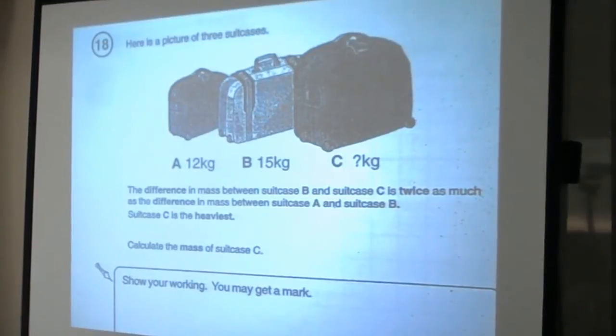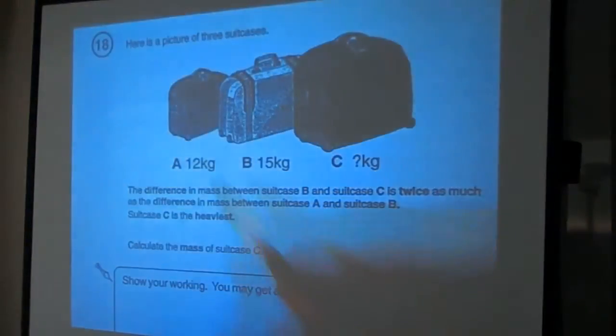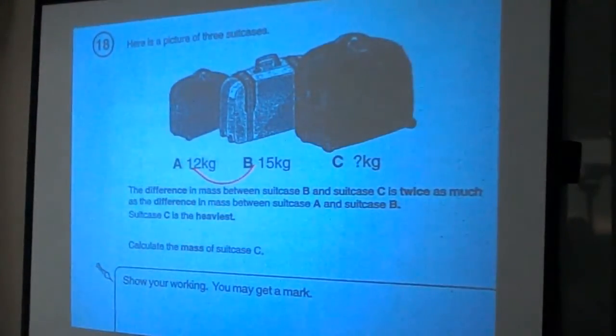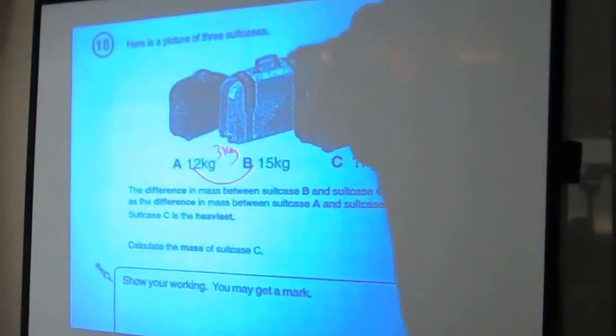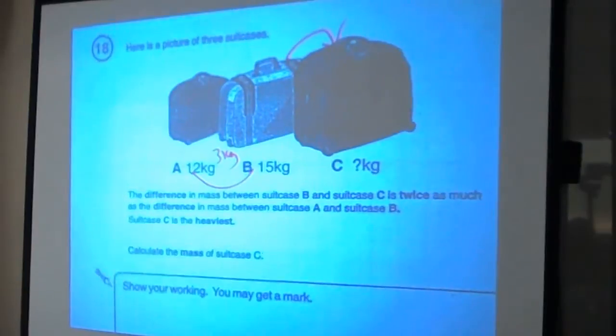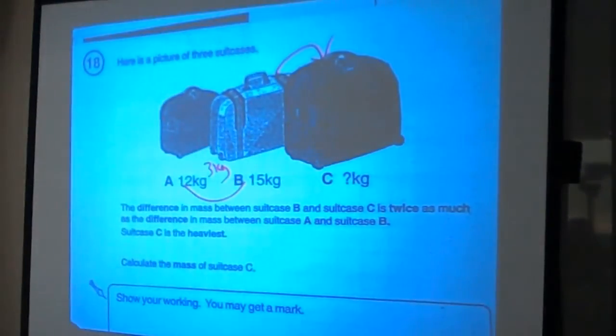The difference in mass between B and C is double that of the difference in mass between A and B. What's the difference between A and B first of all? So between A and B, what is the difference? 3 kg. And it says the difference between these two is going to be twice as much.